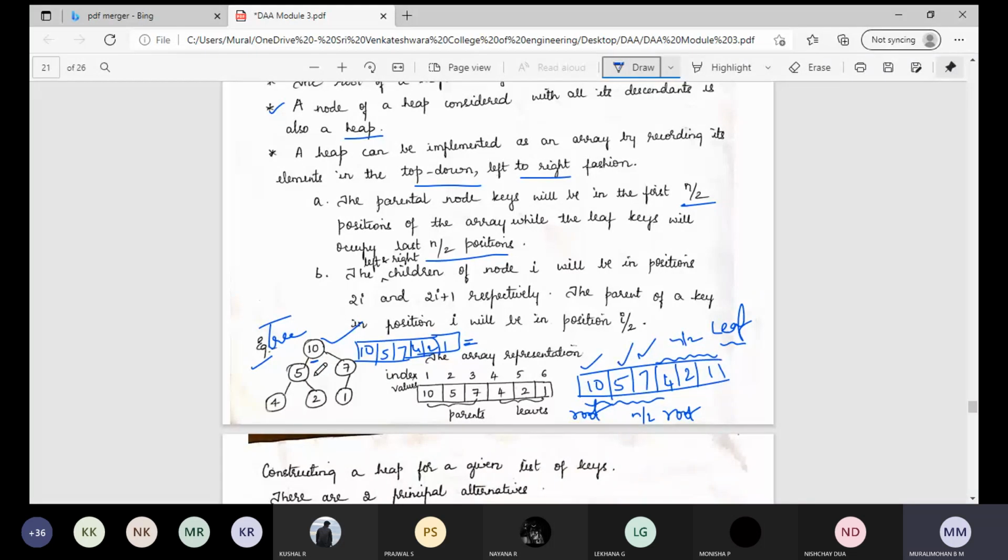Is it clear? So that is what we are saying. The parental node keys will be in the first n by 2 positions of the array, while the leaf keys will be in the last n by 2 positions. Right? So here in the first n by 2, all parent nodes are there. The leaf nodes we are storing in the last n by 2 positions.